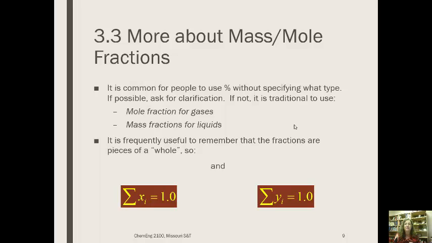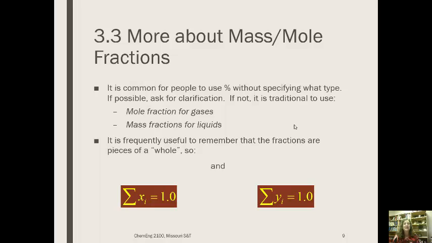So if people do not tell you what type of fraction or percent they're using, these are the assumptions that you should take. The second thing that you should remember is that the fractions are always a piece of the whole. So if I had a mixture of A and B and it's 25% A, then the rest of it has to be B, so those two need to add up to 1, and therefore 75% B. And this would be true for mass fractions and for mole fractions.